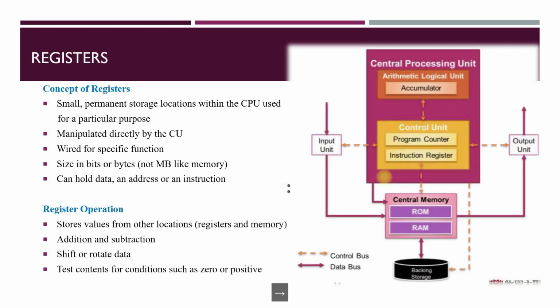inside the computer system. So last, we'll see about registers. Registers are small permanent storage devices which are used for storing data for some period of time, and this is manipulated directly by the CU, that is the control unit. And you can see that here we have the central processing unit, and the central processing unit is basically divided into two. One is the ALU and one is the control unit.